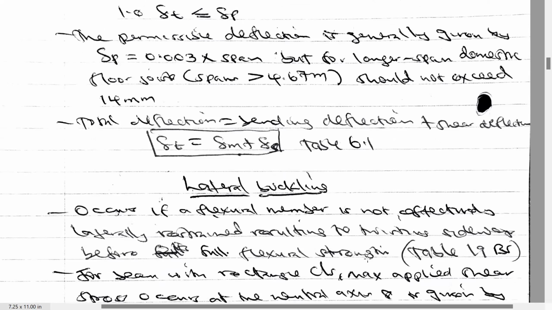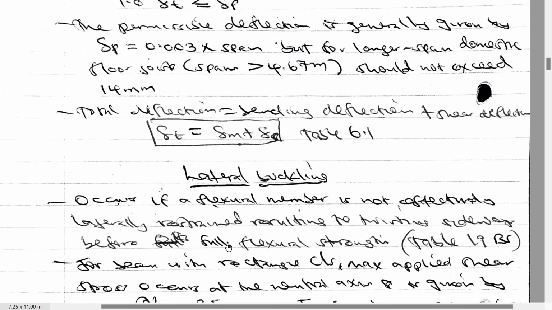Now, lateral buckling is a mode of failure which occurs if the member is not restrained from rotation and lateral motion. By not being fully restrained, it will undergo twisting, and twisting is failure. It's in Table 19 of BS 5268, which demonstrates what lateral buckling is.